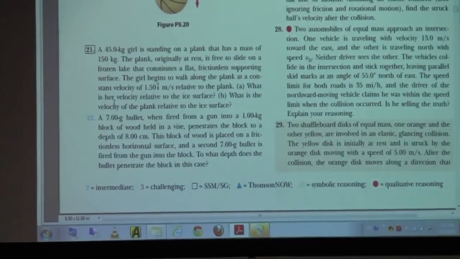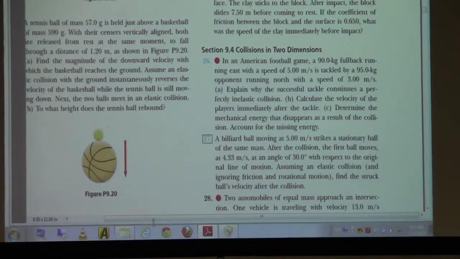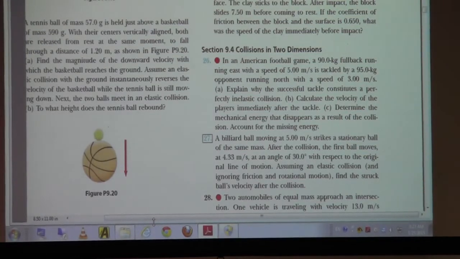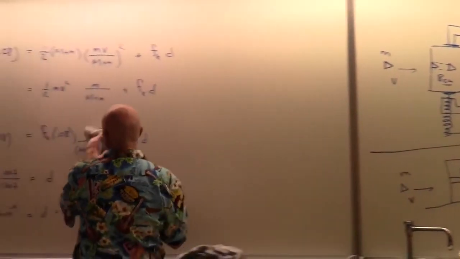How about number 25? Number 25 is, again, a lot like this one, although this time, instead of shooting a bullet, I think we have somebody throwing a piece of clay. So it says here, a 12-gram wad of sticky, that's important, going to stick together, clay is hurled horizontally at a 100-gram block initially at rest on a horizontal surface. The clay sticks to the block. After the impact, the block then slides 7.5 meters before coming to rest. If the coefficient of friction between the block and the surface is 0.65, what was the speed of the clay immediately before impact? All right, so a little different problem.